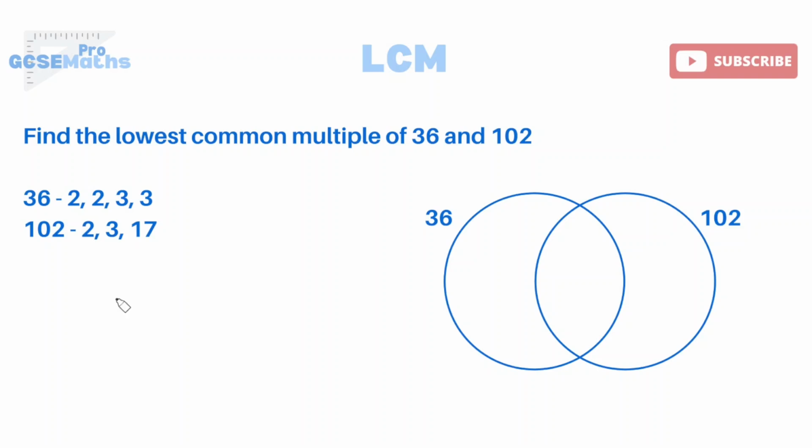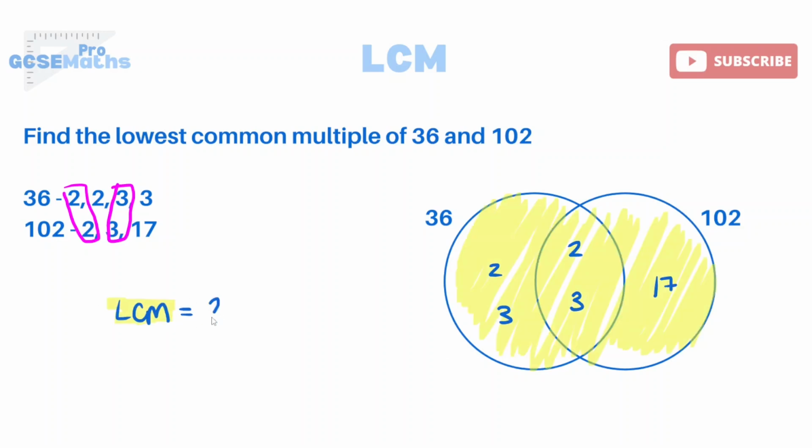Okay, so I've got that exact same thing listed here. So the ones they have in common is we've got a pair of 2s. So I'm going to put 1, 2 in the middle. We've also got a pair of 3s. So I'll put that in the middle. And then the rest of them, we've got a 2 and a 3 for 36 and a 17 for 102. So the lowest common multiple is all of them times together. So 2 times 2 times 3 times 3 and times 17.